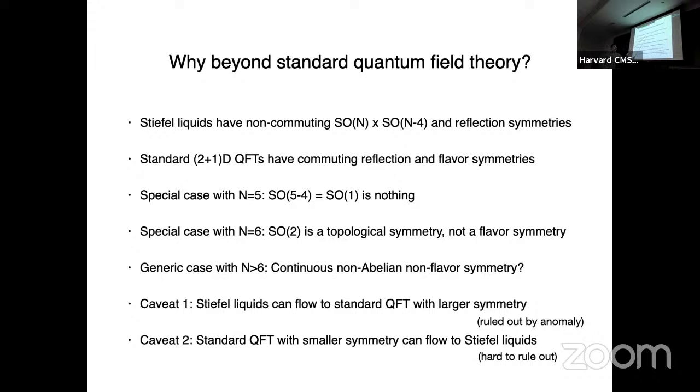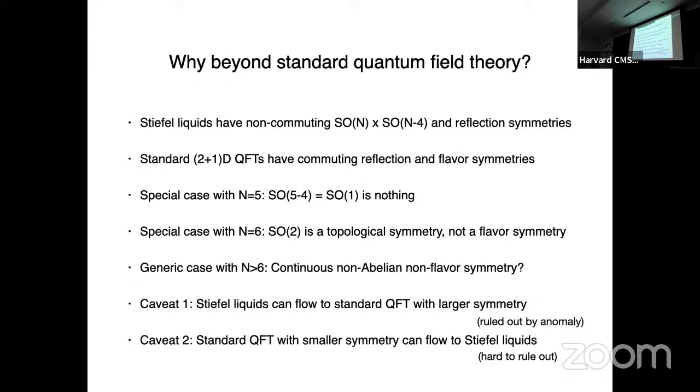For the simple case where n is equal to 5, then this SO(n-4) is SO(5-4) is SO(1), which is nothing. So it doesn't impose any constraints. That's why for n equal to 5, we may possibly have a renormalizable Lagrangian description, which is, say, the NCCP1 Lagrangian. And for the second simplest case where n equal to 6, this SO(n-4) is SO(2). So what is this SO(2) in this Dirac spin liquid? It's really not a flavor symmetry. It comes from the magnetic flux conservation of the internal gauge field. So it comes from some rather non-trivial mechanism. It's not a flavor symmetry.